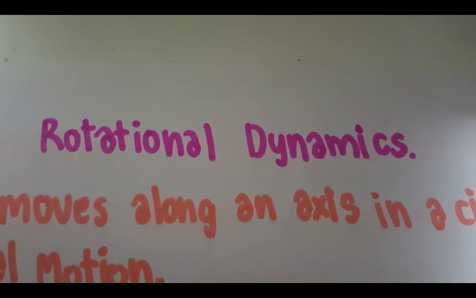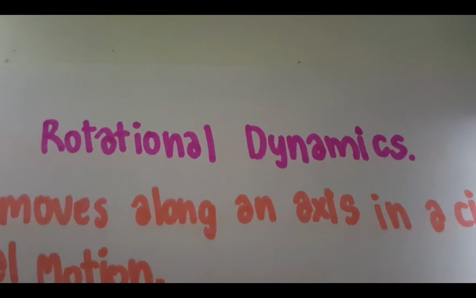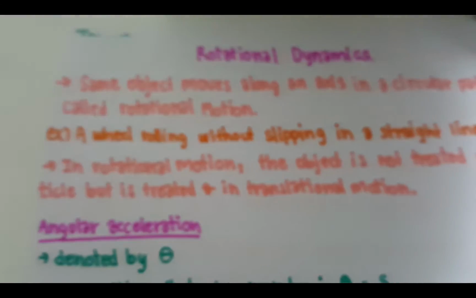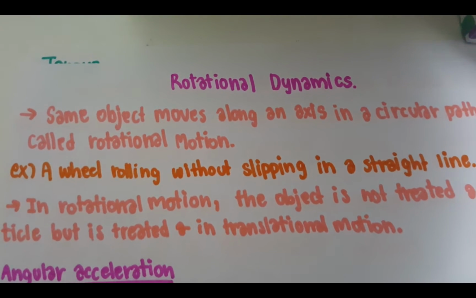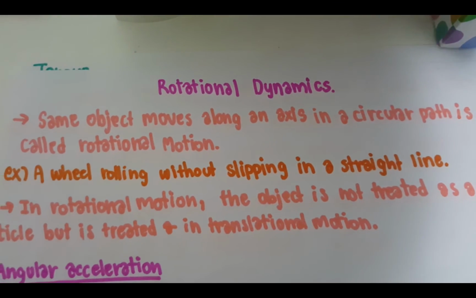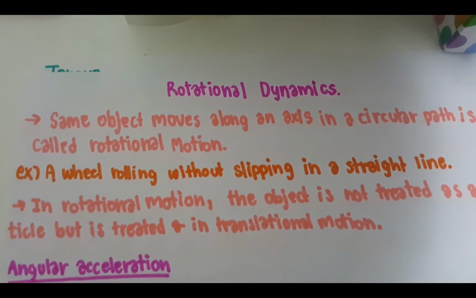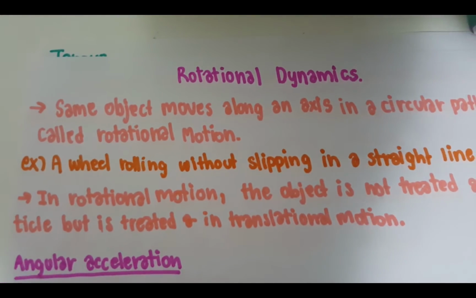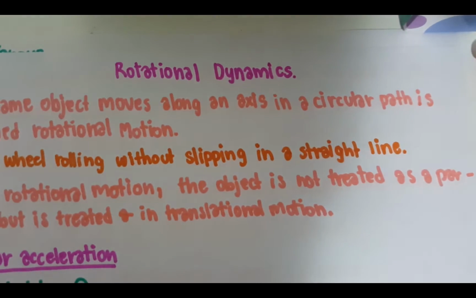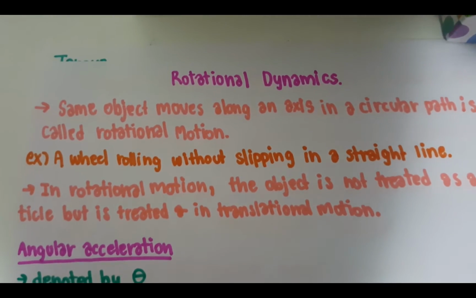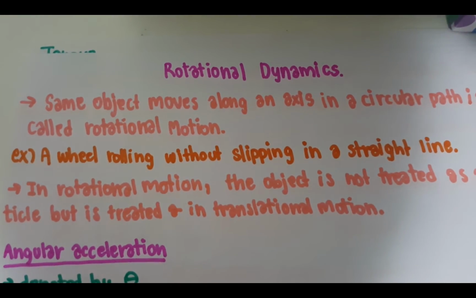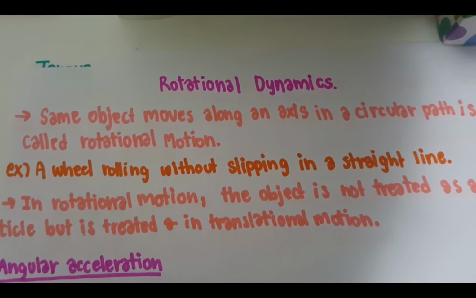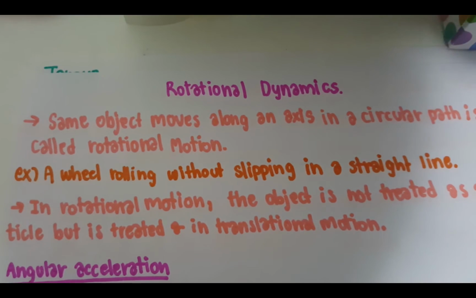When an object moves in a straight line, then the motion is considered as translational. But when the same object moves along an axis in a circular path, it's called rotational motion. For example, a wheel rolling without slipping in a straight line. The forward displacement of the wheel is equal to the linear displacement of a point fixed in the rim.